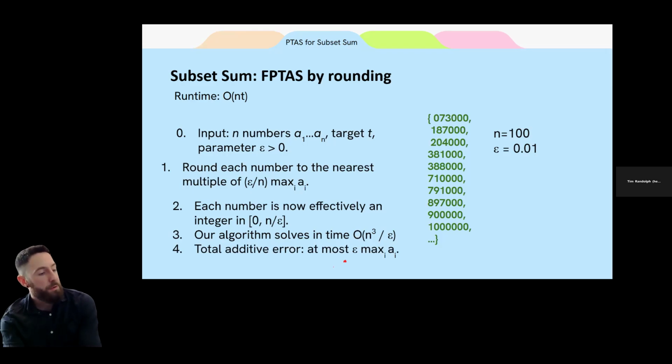Oh, and if we want to bound the total additive error from our rounding, well, every time we choose a number, we're off by at most 500 if we've rounded to the nearest 1,000. So if I'm being lazy, well, then at most I'm losing an epsilon fraction of my largest number. So epsilon over n times n numbers.